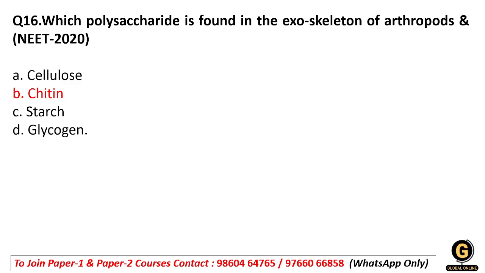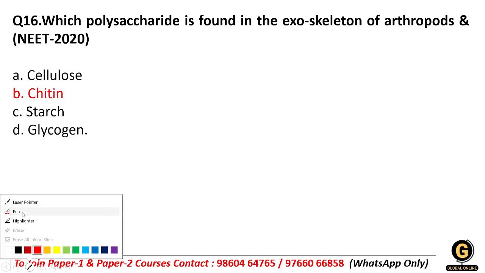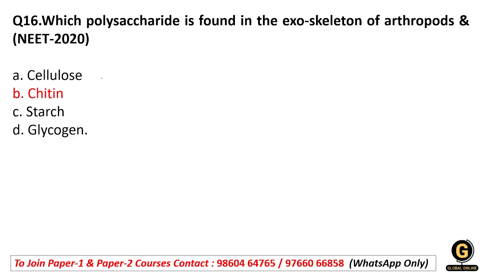The first question, which polysaccharide is found in the exoskeleton of arthropods? Yes, students. कुठलं polysaccharide arthropods exoskeleton मध्ये दिसून येतं आपल्याला? And the options are cellulose, chitin, starch and glycogen. Yes. So the correct answer is chitin, because chitin कसा आहे student? It is tough. Yes. The chitin is made up of tough.